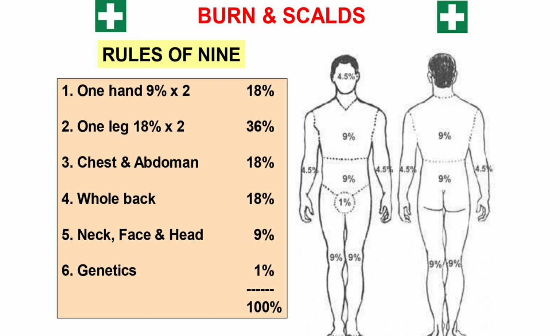Rule of 9. 1. One hand 9%, 2 equals 18%. 2. One leg 18%, 2 equals 36%. 3. Chest and abdomen equals 18%. 4. Whole back equals 18%. 5. Neck, face, and head equals 9%. 6. Genitals equals 1%. Total equals 100%.